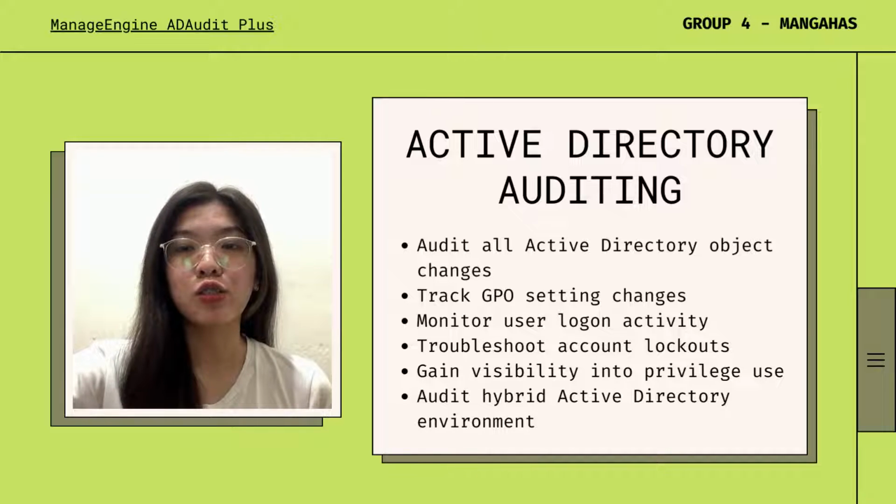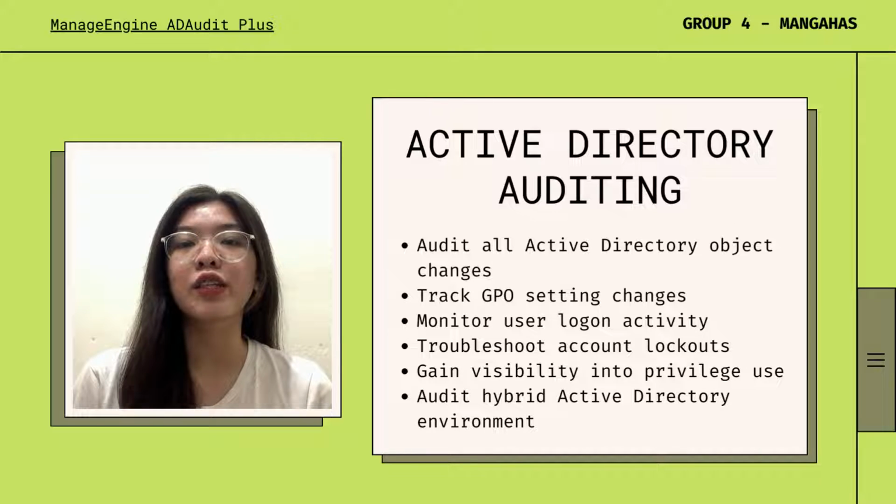Third, monitor user log-on activity. Pwedeng pagbasihan dito yung mga detailed reports ng user successful and failed log-on attempts. Troubleshoot account lockouts. Account lockouts must be detected quickly with alerts, and i-identify din yung source nun from an extensive list of Windows components. Gain visibility into privilege use. Dapat ma-monitor yung privilege use sa enterprise by continuously auditing privileged user accounts and maintaining a detailed audit trail.